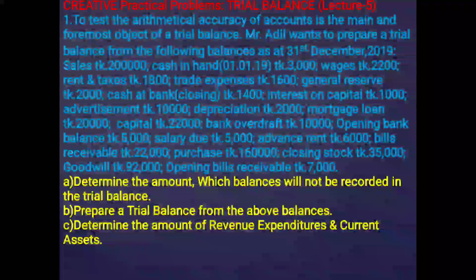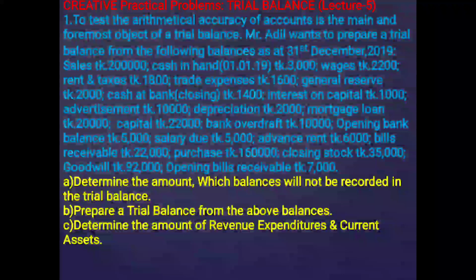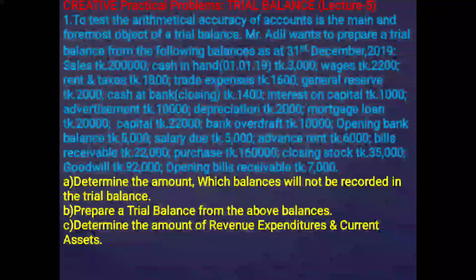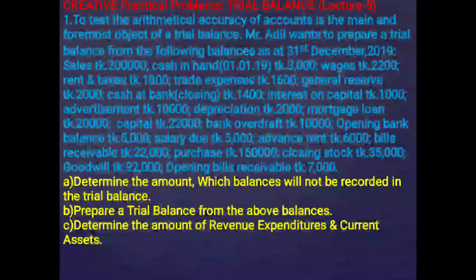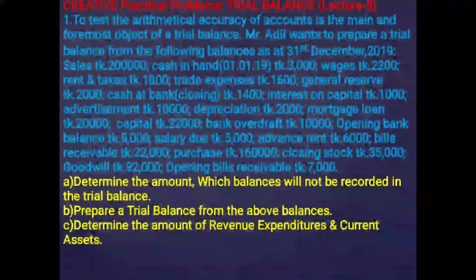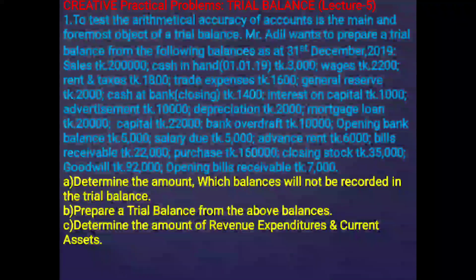From this stem, you have to complete 3 requirements. Requirement A, determine the amount of balances which will not be recorded in the trial balance. Requirement B, prepare a trial balance from the above balances. Requirement C, determine the amount of revenue, expenditures and current assets. Dear learners, I think you have written the question, stem or passage of the creative question in your accounting practice copy. Now we can go for solving this creative question.